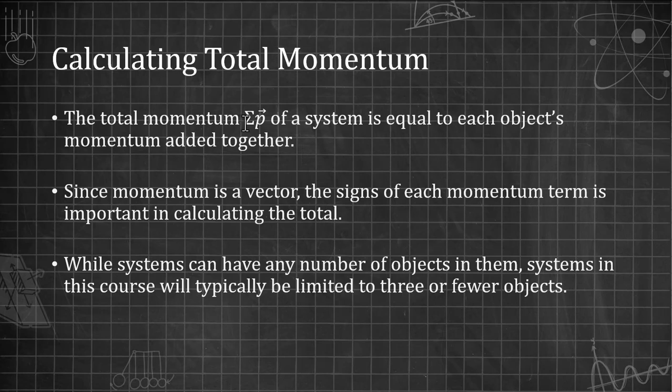And so the total momentum of a system is equal to each object's momenta added together. Since momentum is a vector, we do need to keep track of the signs of each momentum term when we're summing them up. So if positive x is the rightward direction and negative x is the leftward direction, if an object is moving leftward, it'll have negative momentum, and we want to make sure to include that negative sign when we add them up.